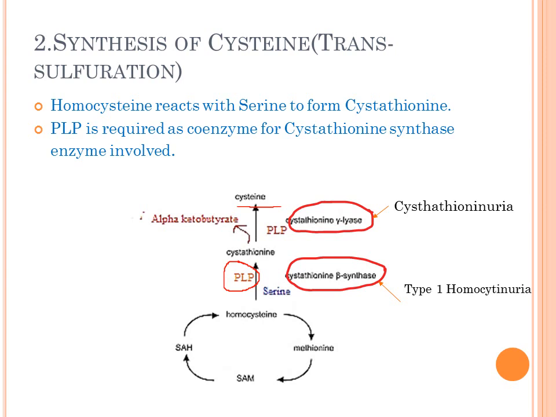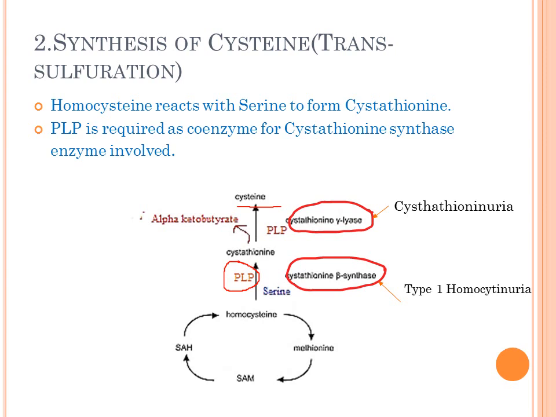First, homocysteine will react with serine, leading to synthesis of cystathionine. The enzyme required here is cystathionine beta synthase, and then cystathionine will be converted to cysteine. For both these reactions, pyridoxal phosphate is required, and the second enzyme is cystathionine lyase. Alpha ketobutyrate will be released with the release of cysteine.